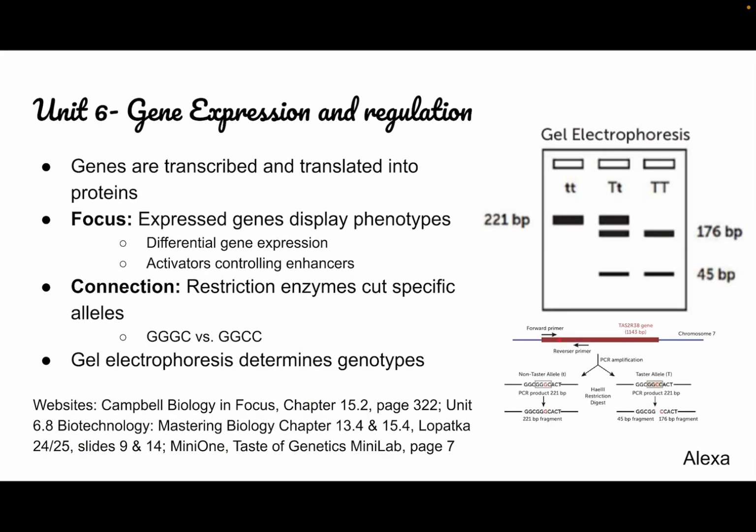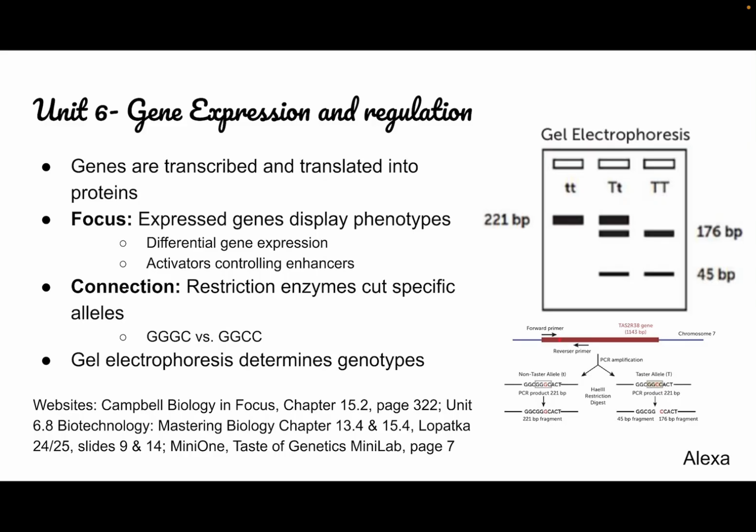Unit 6 is when we learned how genes are expressed through the processes of transcription and translation of proteins. Transcription factors such as activators control enhancers to express certain genes during transcription, resulting in a phenotype being displayed. In the PTC lab, restriction enzymes were used to cut the target DNA sequence GGCC in the TAS2R38 gene. Non-tasters would have a mutant TAS2R38 gene where there is no GGCC sequence and is instead a GGGC sequence.